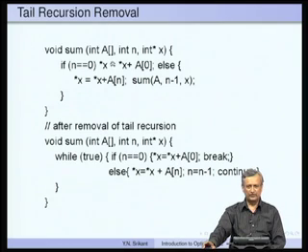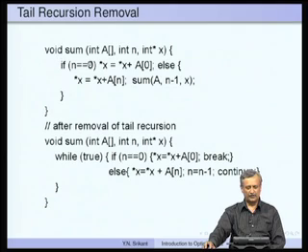And now we come to the next optimization called tail recursion removal. Just now I said the recursion cannot be removed. So, I am not contradicting myself when I say it is possible to remove tail recursion. So, let us understand what is tail recursion first.